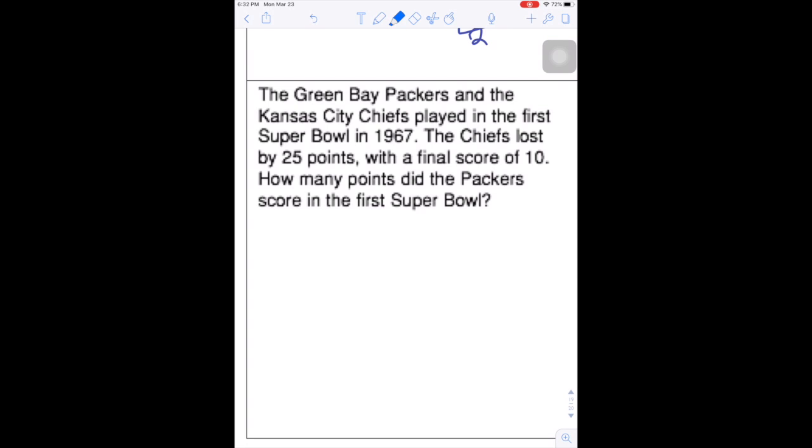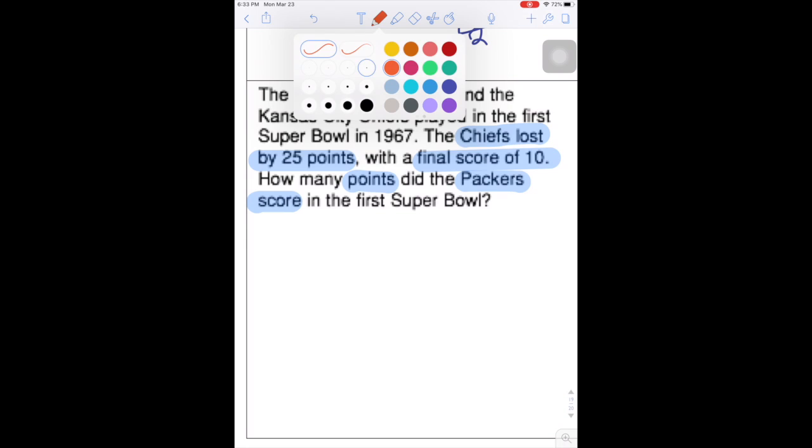So again, the Green Bay Packers and the Kansas City Chiefs played in the first Super Bowl in 1967. The Chiefs lost by 25 points. They had a final score of 10. So we're trying to figure out how many points the Packers scored. We're trying to solve for P.